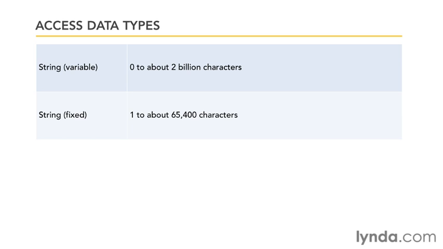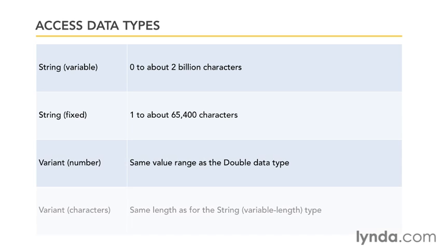The last 2 data types are called variants, and Access defines a variable of the variant type when you don't tell it what type of variable it is. In other words, if you type in a number and it doesn't know whether it's a double, a single, an integer, or what, it assigns it the variant type, and because it's a number, it has the same value range as the double data type. In other words, the largest possible.